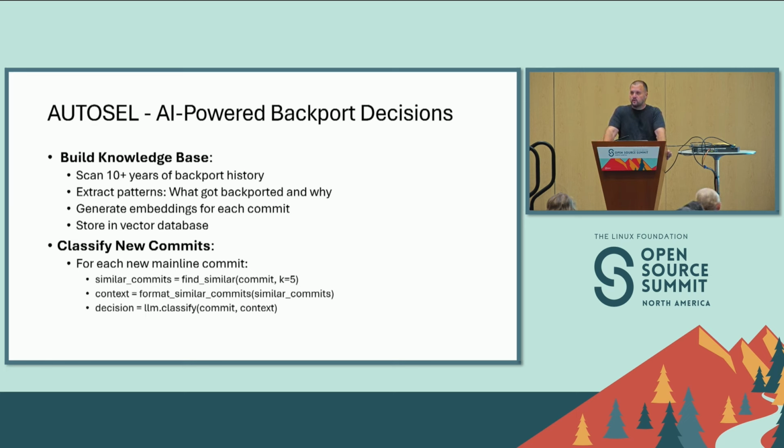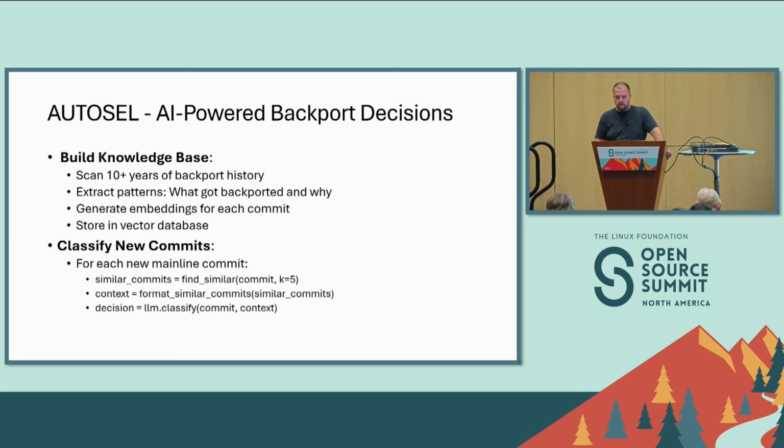So Autosel got rewritten to use AI and LLMs completely. And really, right now, it acts as another stable kernel maintainer. But this stable kernel maintainer is very special because it remembers every single backporting decision we did throughout the life of the stable kernel tree for decades, right?